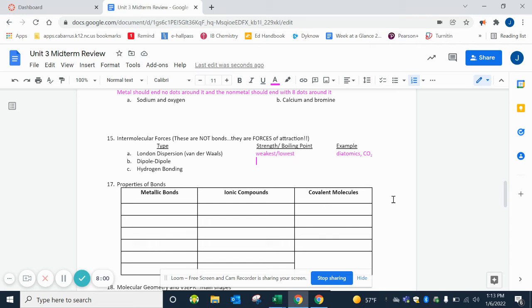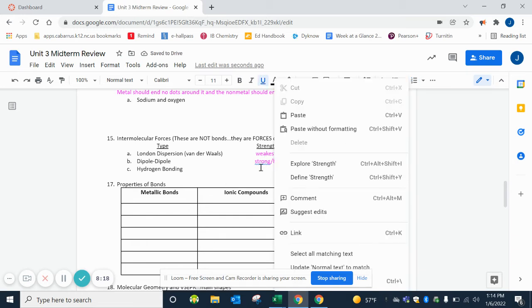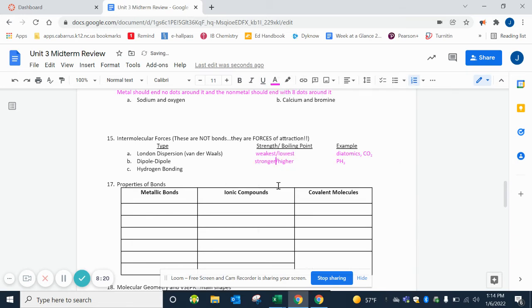Dipole-dipole, we're talking about polar molecules, so the strength is a little bit stronger, and they have a higher boiling point. And an example would be PH3, where the center atom has a lone pair around it, or a lone pair making it polar. Remember, anything that's not symmetrical is polar.